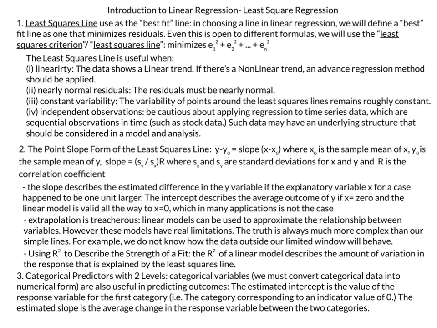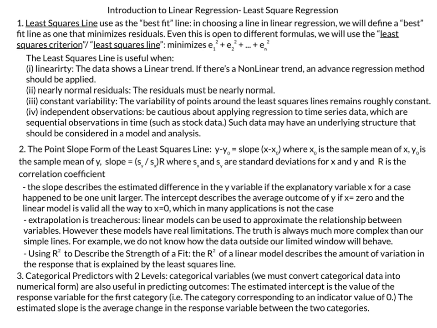Finally, we look at categorical data. For categorical predictors with 2 levels, we must convert the categorical data into numerical form, and these are also useful in predicting outcomes. The estimated intercept is the value of the response variable for the first category, i.e. the category corresponding to an indicator value of 0, and the estimated slope is the average change in the response variable between the two categories. So this will become more clear with an example.